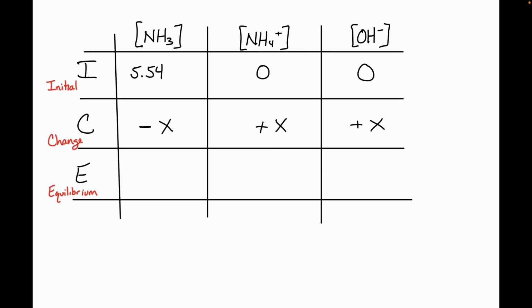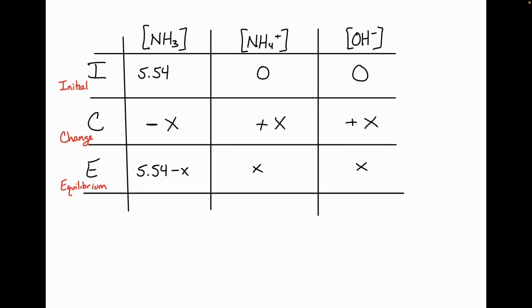And then finally, to get the equilibrium box, I'm going to sum everything up, right? So the I plus the C, so 5.54 minus x, 0 plus x is x, and 0 plus x is x.